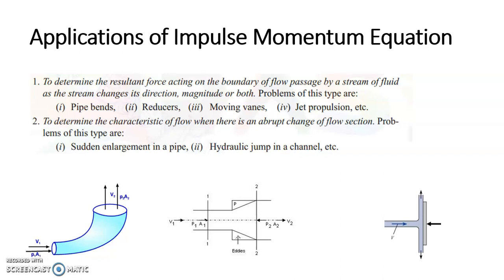The second one is to determine the characteristics of flow when there is an abrupt change of flow section. Problems of this type are sudden enlargement in a pipe. If you remember, in the derivation of a sudden enlargement, we used this concept of the impulse momentum equation. And the second one is the hydraulic jump in a channel. So all in all, the impulse momentum equation is very basic, and it acts as a prerequisite to most of the dynamic conditions. In future, we will also use this impulse momentum equation to quantify the impact of jets.